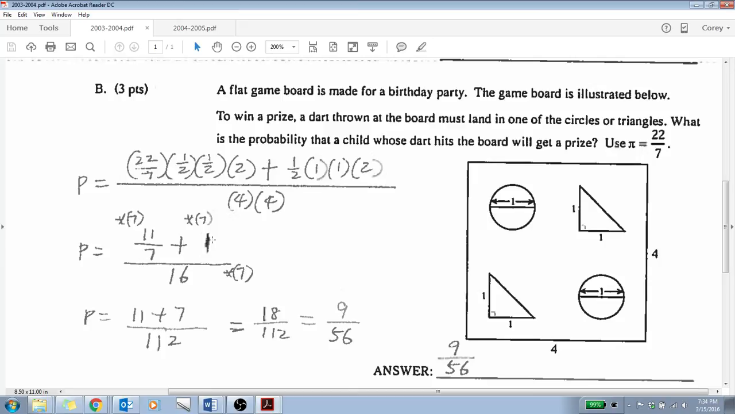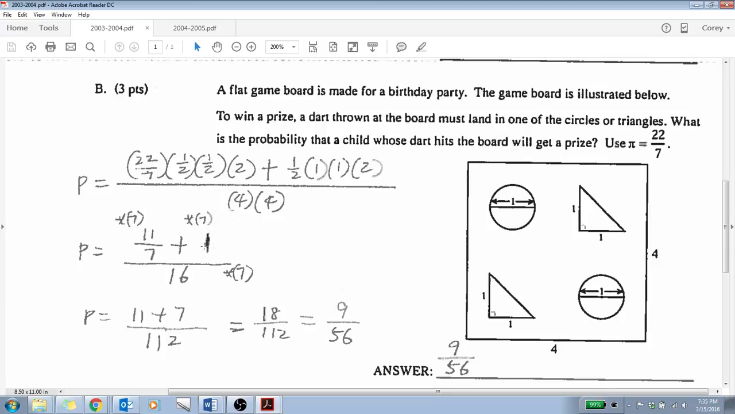Now I could add and get a fraction. I get 18 over 7, then divide that by 16. That's going to be kind of messy. So what I can do is multiply in a fancy way by the number 1. I multiply the top and the bottom both by 7, 7 over 7. That's going to be the same thing as multiplying by 1. So I'm not changing the answer, I'm just changing the way it looks.